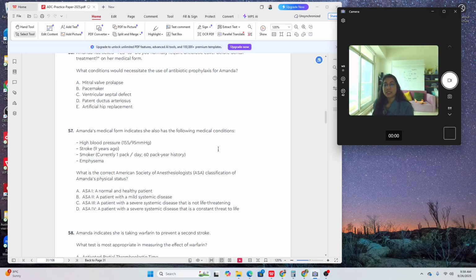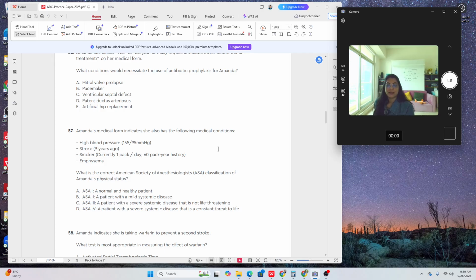But what her medical form does indicate is high blood pressure. 155 by 95 is high actually. You can classify this as stage 2, I guess. Stroke 9 years ago. Smoker. Now smoker is more important here because she has a 60 pack-year history, which is quite a lot.